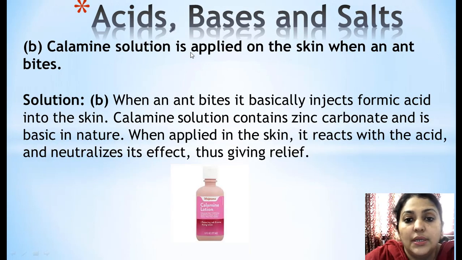Calamine lotion is applied on the skin when an ant bites. Okay. So, what is happening when an ant bites us? We know that when an ant is biting you, it will inject an acid which is called formic acid or methanoic acid into our body.